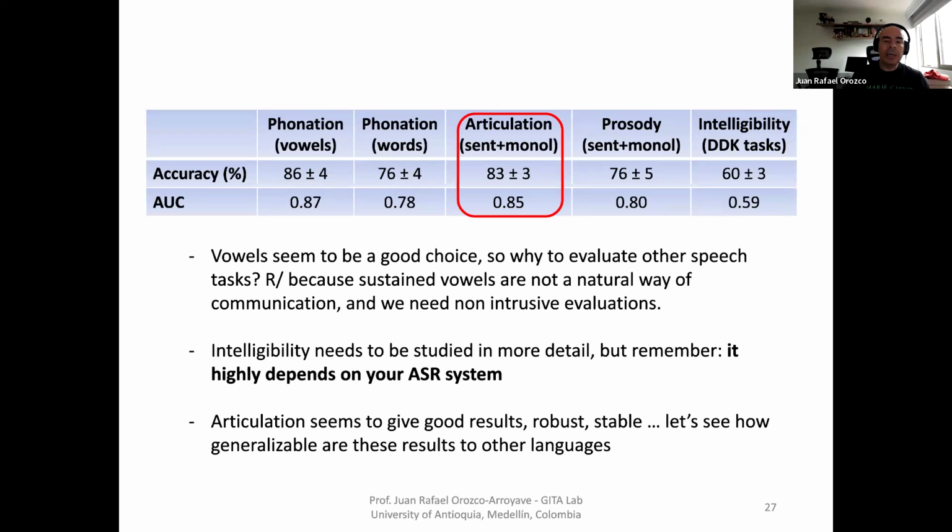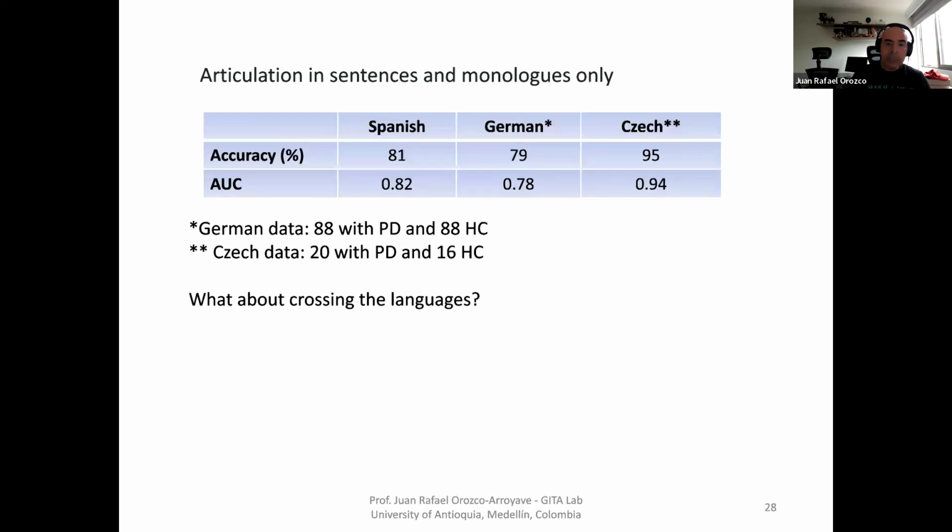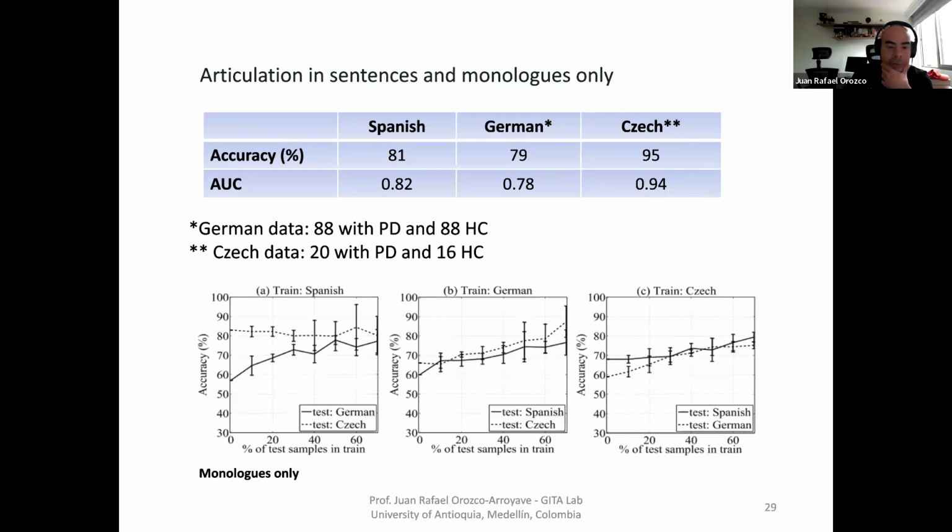So we thought, okay, let's see whether this result is transferable to other languages. Now we took a German and a Czech corpus. The German one has 88 patients and 88 controls, and the Czech one has 20 patients and 16 healthy controls. Then we tried training a system with one language and testing it on a different one. This is what we found considering only the monologues. We trained with Spanish, and when we tested in German, we found below 60% of accuracy. And in Czech, it was around 80% of accuracy.